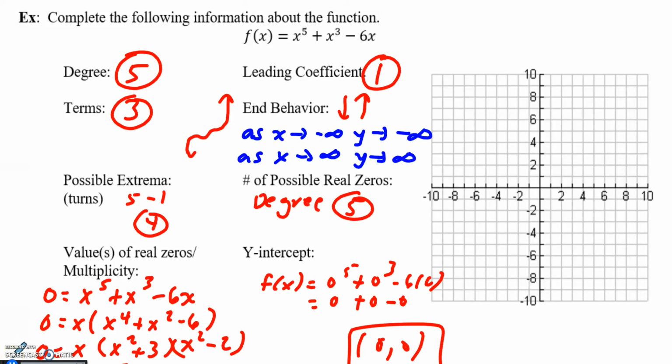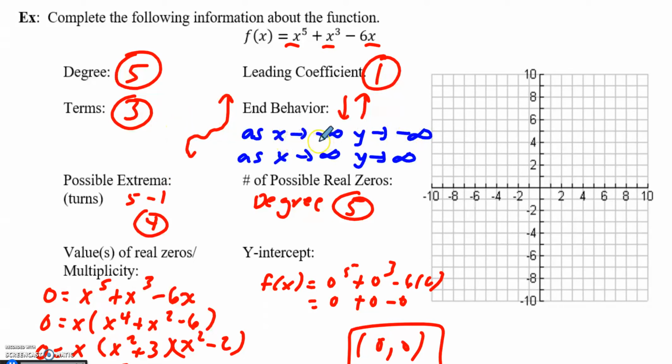All right, guys, so to check in on the information, I got a degree of 5, a leading coefficient of 1, 3 terms separated by a plus or minus. The end behavior, because it's x to the 5th, I thought of it as an odd function like a cubic. So I drew kind of an odd-looking snake where it's increasing from left to right. So as x goes to the left, the y values go down.